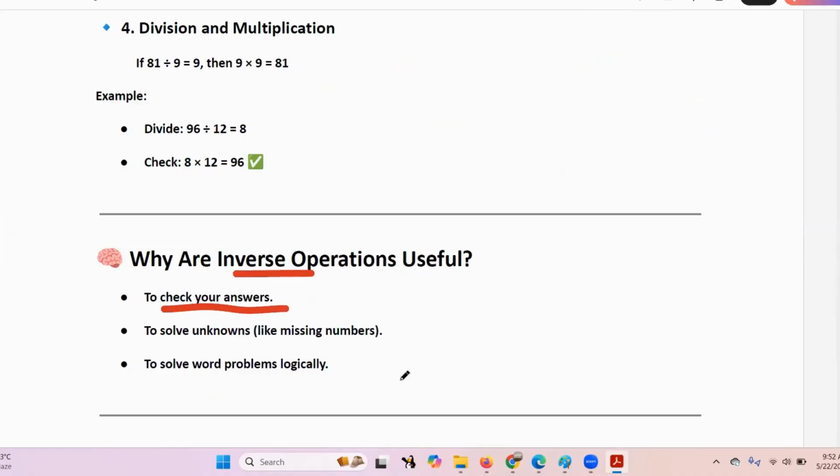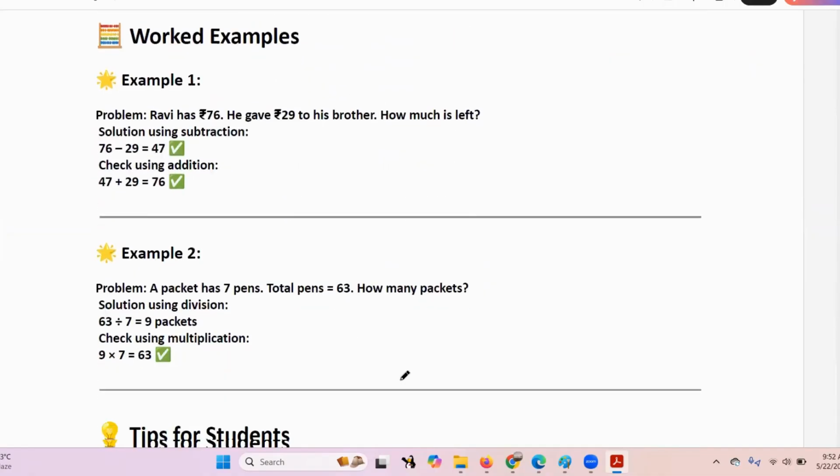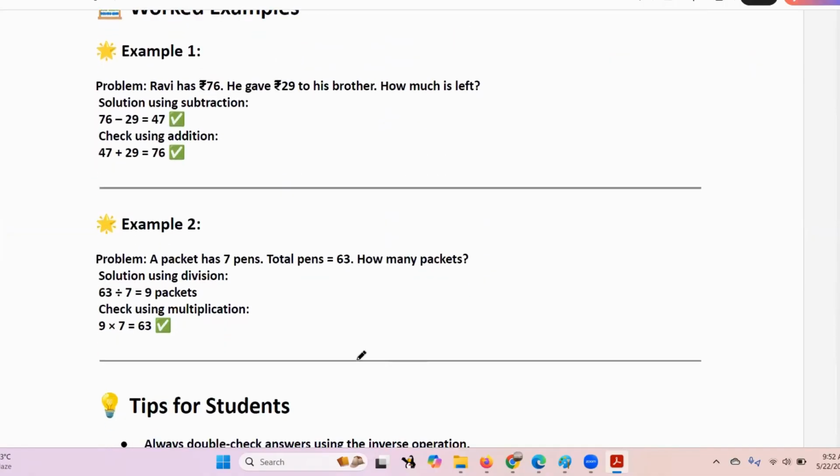Do you have any question? No, sir. Just read the problem here. Question number 4: Ravi has rupees 76. He gave rupees 29 to his brother. How much is left? Solution using subtraction: first we subtract, 76 minus 29 equals 47. And if we check, we will add 47 plus 29. Have you understood? Yes, sir.